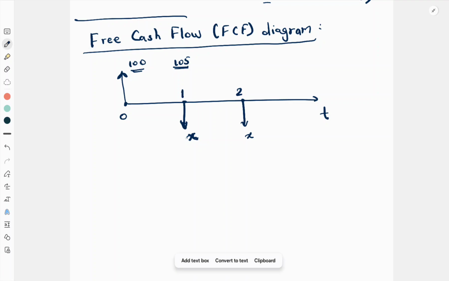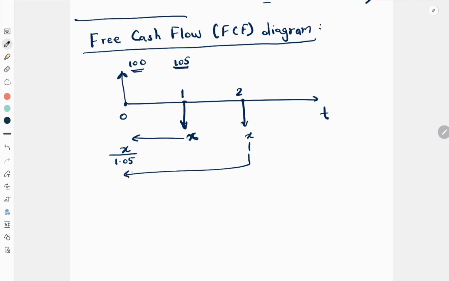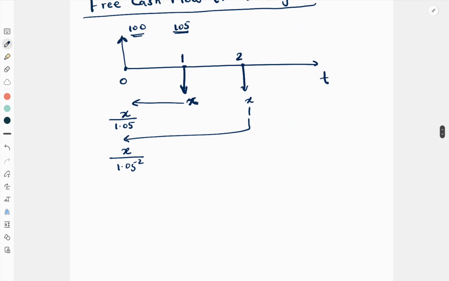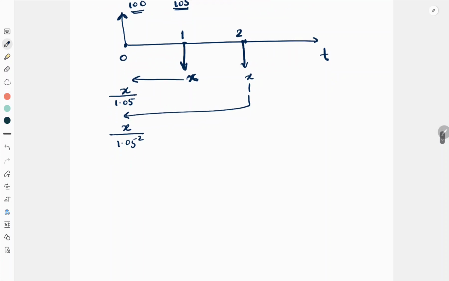As I explained, when I want to bring this number x back to 0, it has to be divided by 1.05. And the second x has to be brought back to time 0 by dividing by 1.05 square. Either that, or another equivalent approach: grow all the money to just after the last point here. So here, move all the money to this point, or slightly beyond that point.